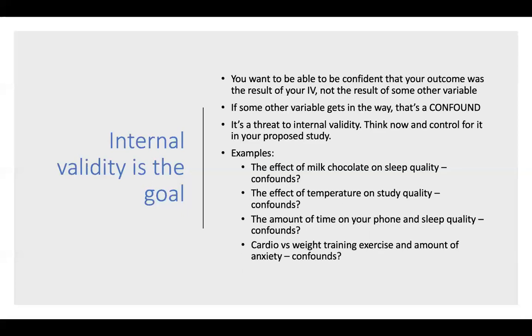So then you create those levels of your independent variable. The key is you can manipulate how much of the independent variable the people in your experiment get. How much milk chocolate they get, you're manipulating that. That's the independent variable. And so this is an experiment.